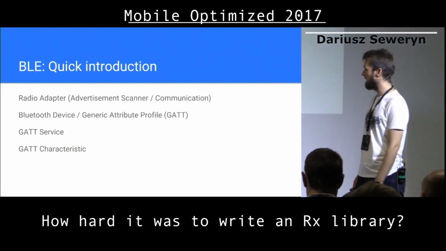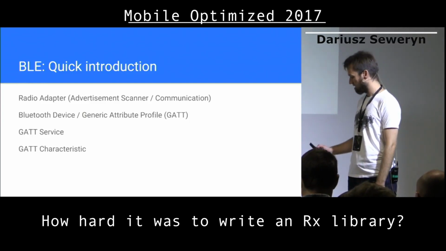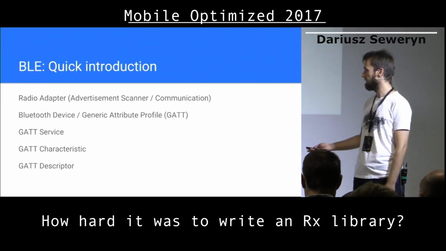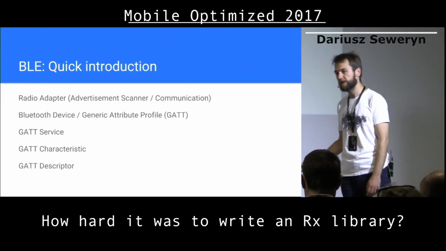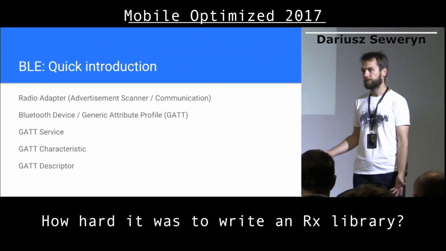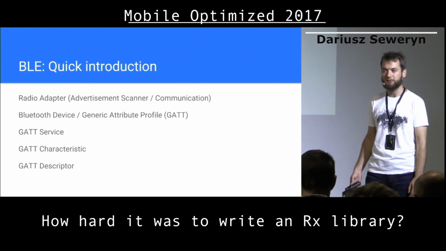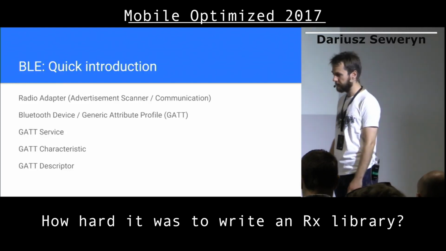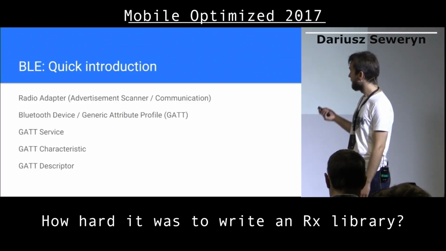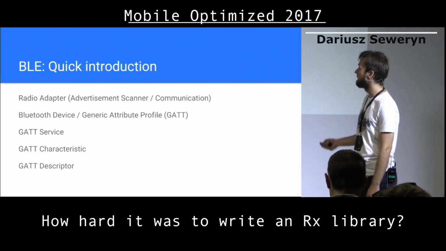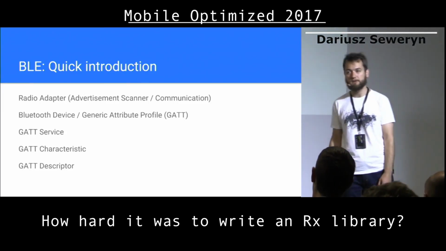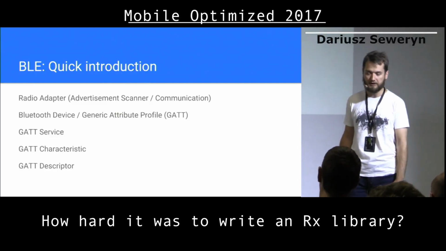And there are many other attributes. There are also descriptors for characteristics. The descriptors are basically describing what a particular characteristic does. This is not really important. The thing is that all these attributes are quite cumbersome to use when dealing with the native Android API.